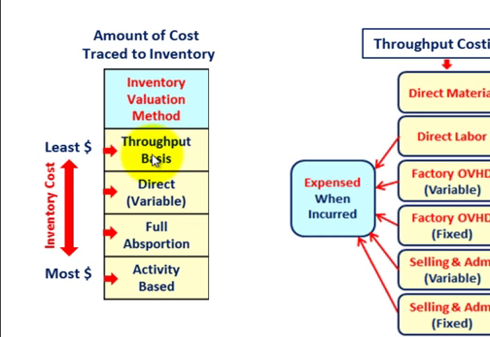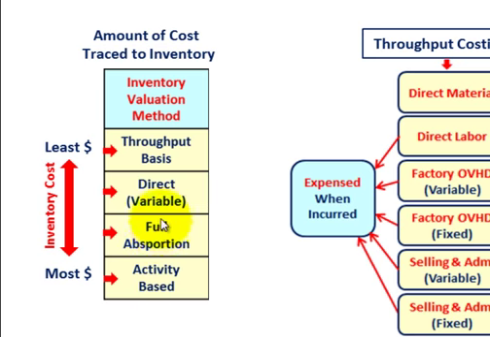If we use the throughput basis for evaluating our inventory, this is going to have the least amount of dollars traced into the inventory, whereas activity-based is going to have the most dollars traced into our inventory. As we move down from our throughput to our activity-based, there's more and more money being traced into our inventory using each of the successive valuation methods. And we're talking about dollars being traced into inventory: all those direct materials, direct labor, and those overheads, factory overhead, variable and fixed, and also the supporting functions like selling and administrative, variable and fixed.